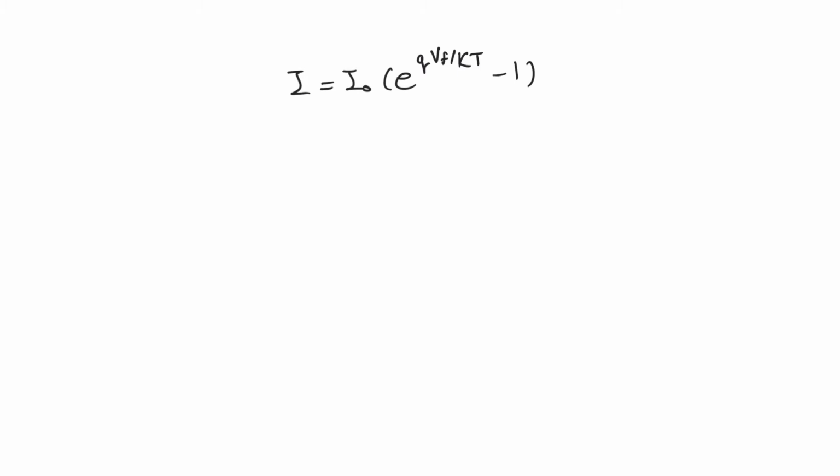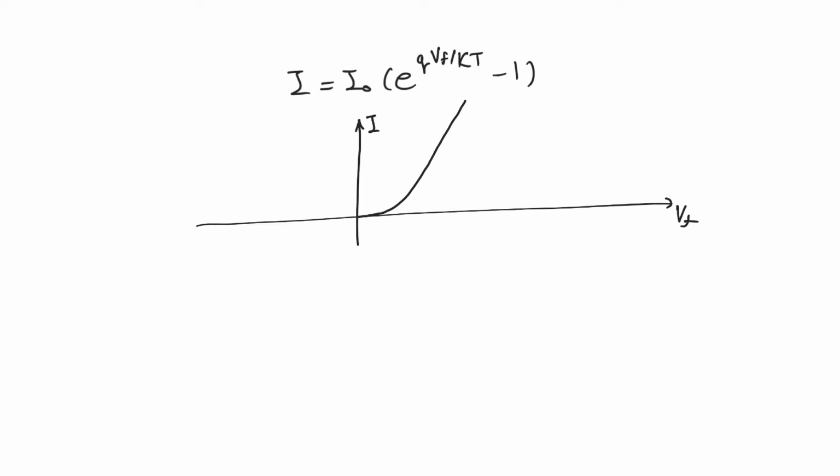Now, if we draw this current voltage equation, we end up with something looking like this. So we have a current that increases exponentially in the forward direction and a current that saturates towards a small value, minus I naught, in the reverse direction. My problem with this curve is that it is nonlinear. In fact, it's highly nonlinear.